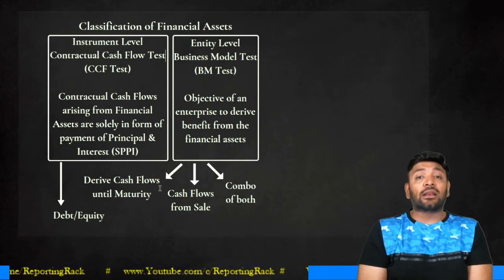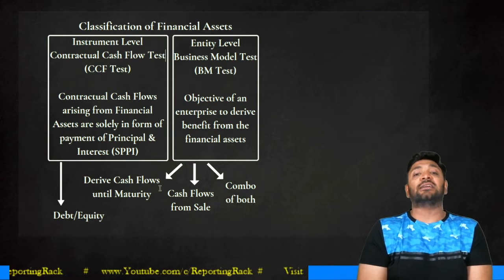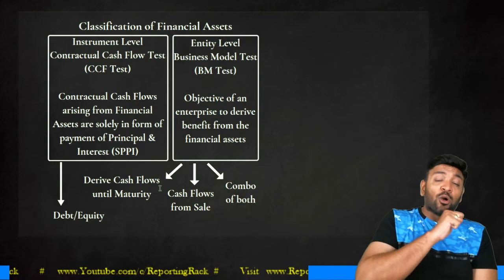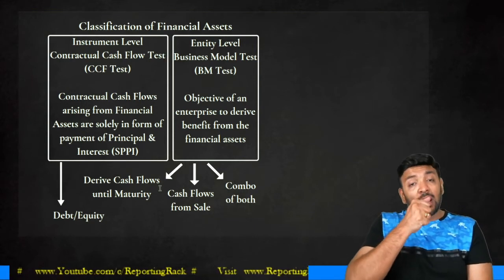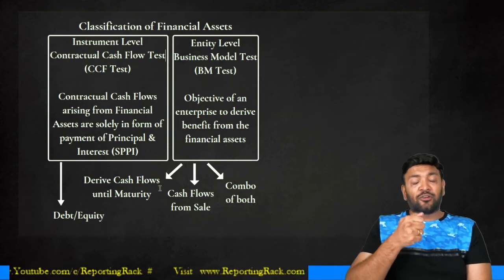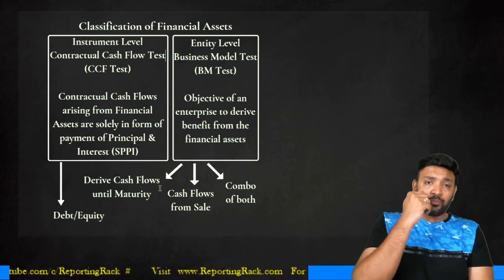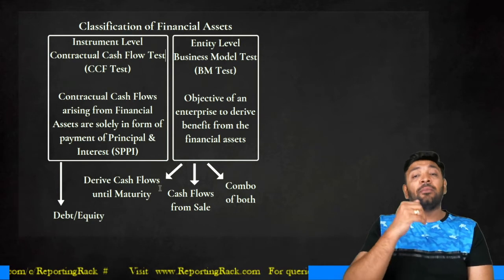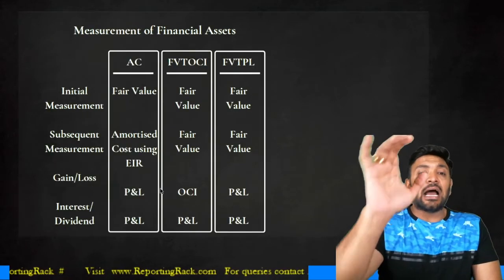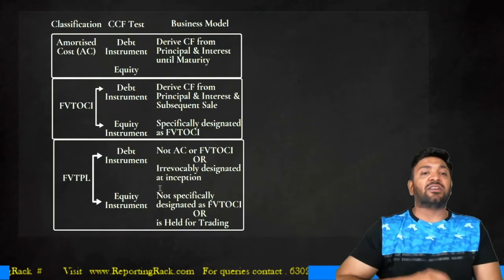How does the enterprise expect to realize benefits from the financial asset? If I want to derive the benefit from the financial asset by holding it till maturity, or do I expect to derive benefit by sale, or do I expect benefits to be derived from holding it for a particular period of time and subsequently selling it? In such a case, I'll go with this particular classification.